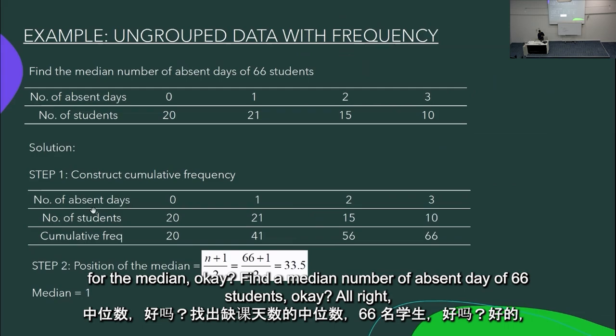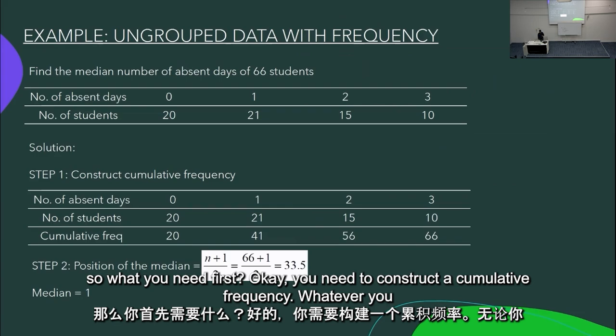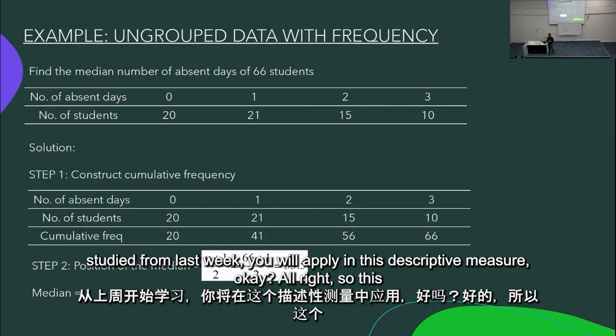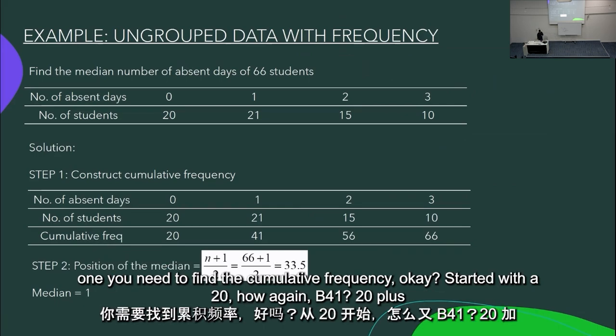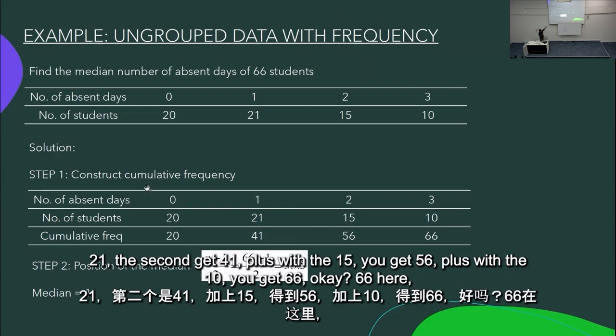Find the median number of absent days of 66 students. So what do you need first? You need to construct a cumulative frequency. Whatever you studied from last week, you will apply in this descriptive measure. So you need to find the cumulative frequency. Starting with the 20, how can it be 41? 20 plus 21, the second you get 41, plus 15, you get 56, plus 10, you get 66. 66 here.